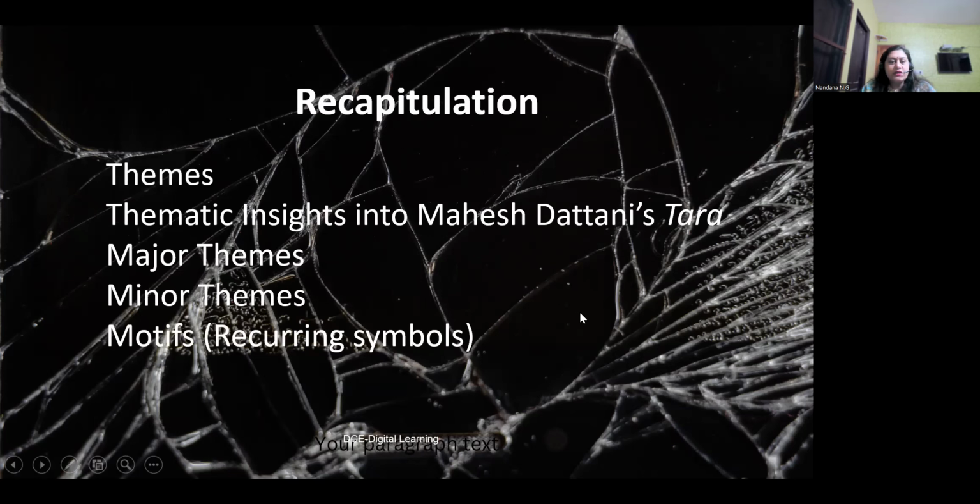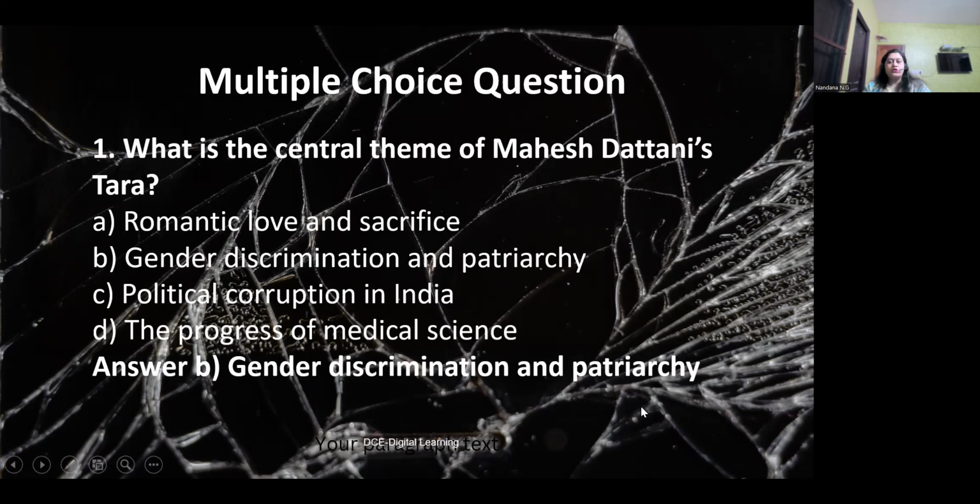Recapitulation. In this session, we dwelt in detail on the themes of the play, so, thematic insights into Mahesh Dattani's Tara. We discussed the major themes, the minor themes, and also the motifs or the recurring symbols as seen in the play. Multiple choice questions. The first question: what is the central theme of Mahesh Dattani's Tara?